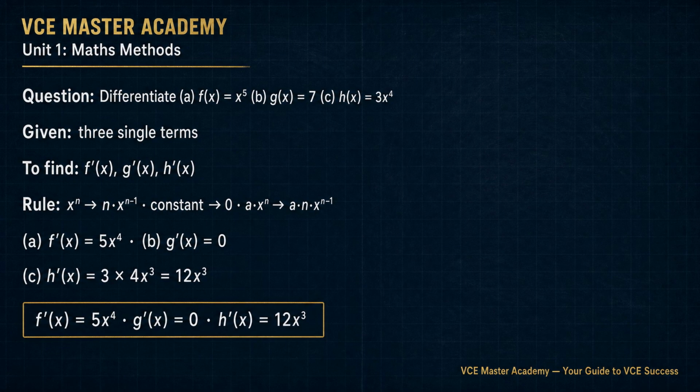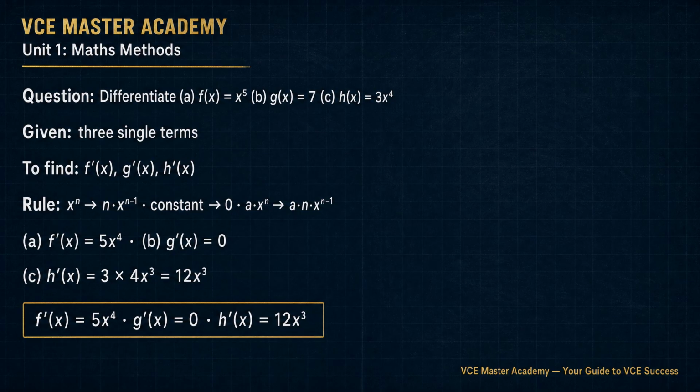First worked example, nice and gentle. 3 little functions, one from each rule. We're given x to the 5, the constant 7, and 3x to the 4. We want all 3 derivatives. The rules are on the board. Down the front, drop by 1. Constants vanish, coefficients wait.